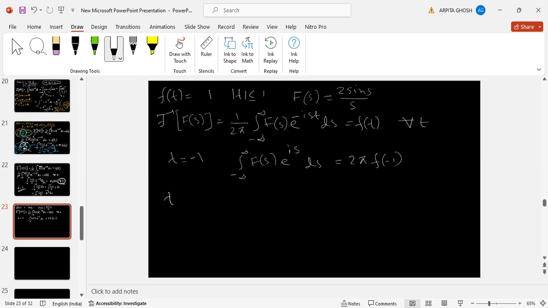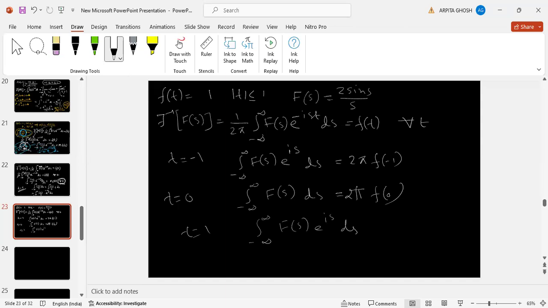Let us put t equal to 0. Then the integral from minus infinity to plus infinity of F(s) e to the power 0, which is 1, F(s) ds equals 2 pi into f of 0. For t equal to 1, the integral of F(s) e to the power is ds equals 2 pi into f of 1. This is how we can write it. Okay? Is that okay, Paramjit?